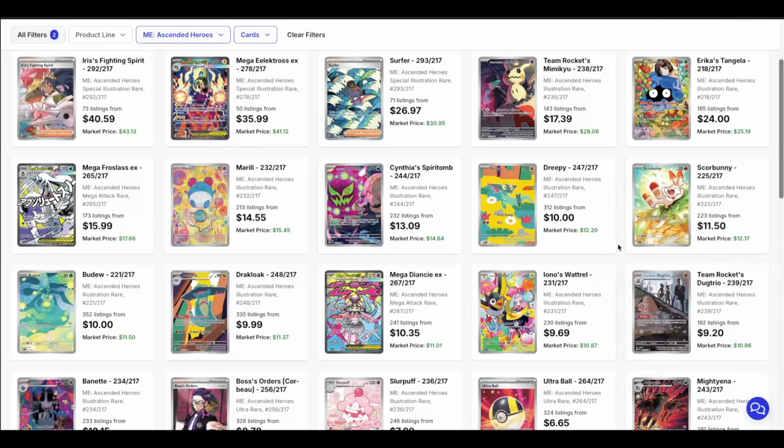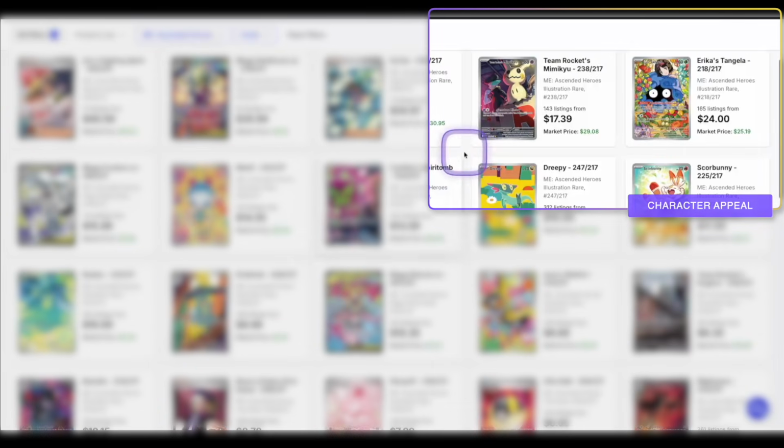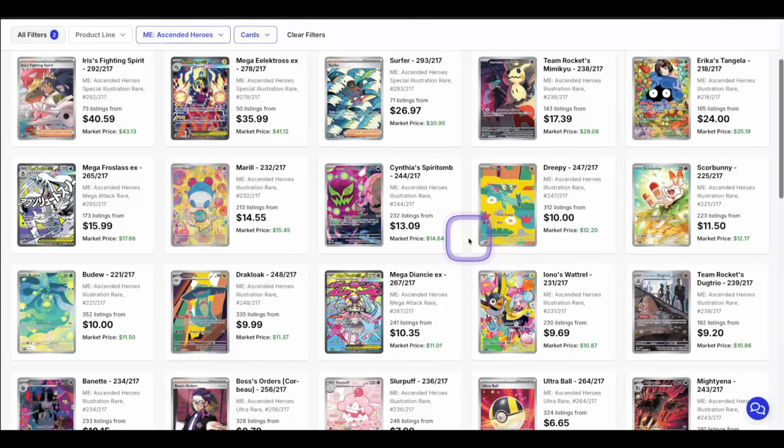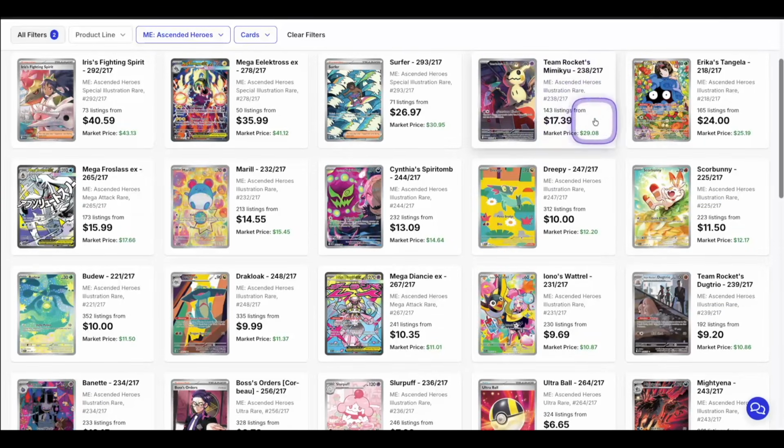I call it the 3 C's. One of them is character appeal. So the type of character that it is, a noteworthy, memorable character that everybody really likes and appreciates, tends to do really well, kind of like Pikachu. In this case, Team Rocket's Mimikyu is one of them. Psyduck also is one, but granted, Psyduck is pretty high. And so I don't really want to pick up a card that's that high and still seems to be rising. I want cards that are falling, and I just want to watch them to see when I can enter, or if I want to enter the market.